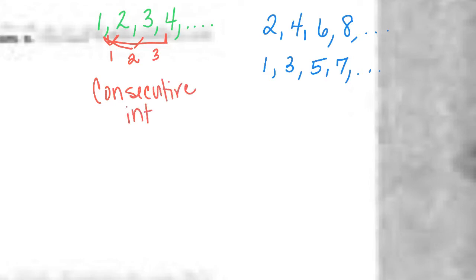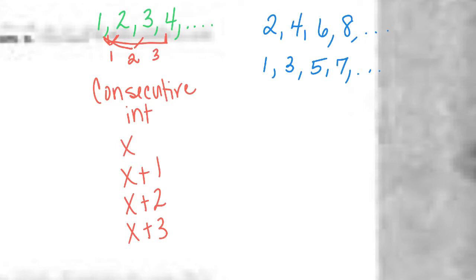Now you do have to realize, between 1 and 2, how many units do we have? 1. Between 1 and 3? 2. 1 to 4 is 3. So therefore, when we're talking about consecutive integers, we are going to call them x, x plus 1, x plus 2, x plus 3.